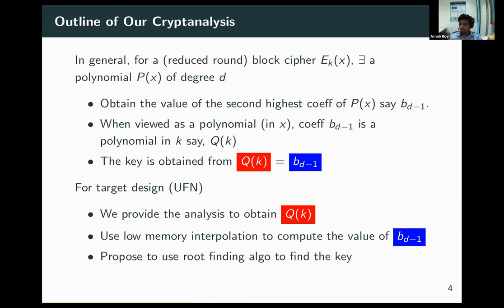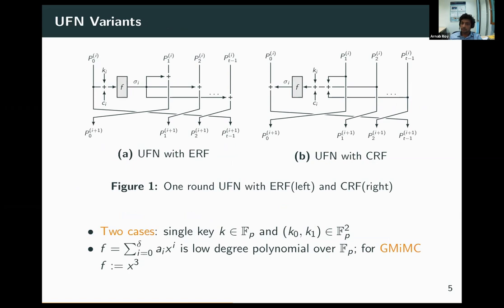To very briefly give you the idea of the unbalanced Feistel network, we consider these two cases. One is with expanding round function on the left-hand side, and another one is with contracting round function on the right. We consider two cases where the master key is either one single key, which is a field element, or it is constructed from two field elements. As the title suggests, we consider low degree round functions. If you look at the GMiMC construction, this is simply X cubed, which definitely fits this low degree assumption.